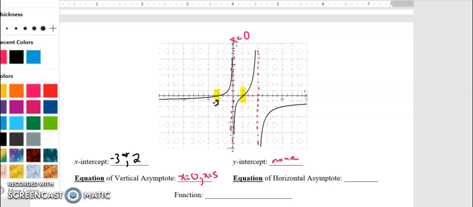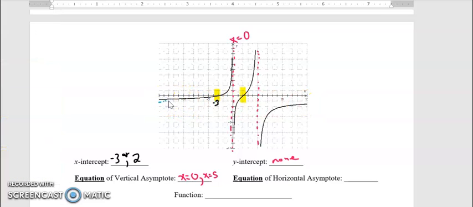Okay, and then last thing, horizontal asymptote. So again, we're going to have to kind of approximate looking at this graph, but I would say it looks like it's right here, which would be at -1. Y equals -1. So I'm going to put that for the horizontal asymptote. Okay, so now that we've written down those features, now we want to go back and think about where they come from so we can write the equation of the graph.